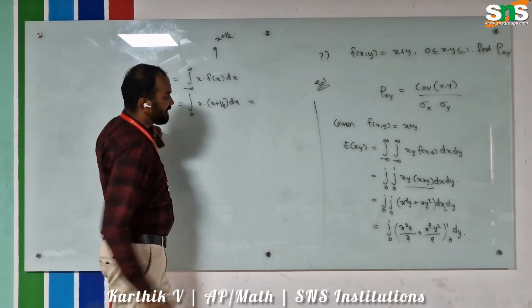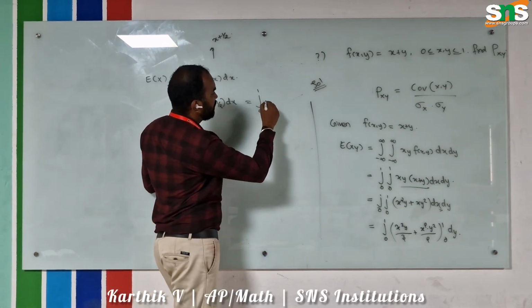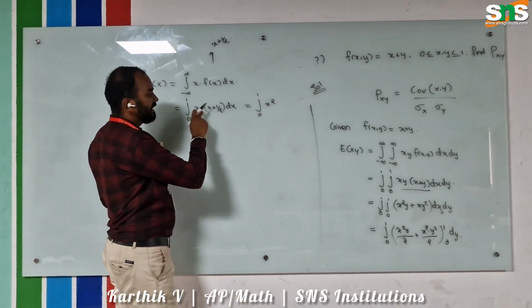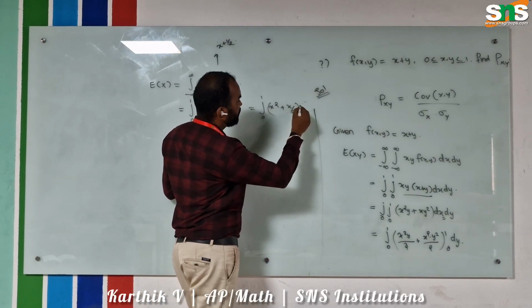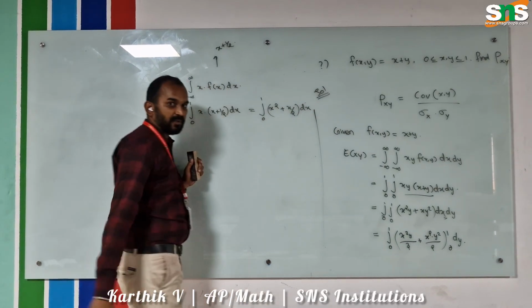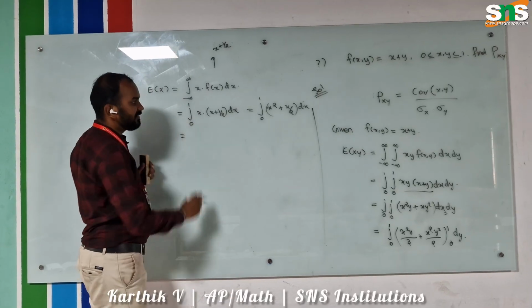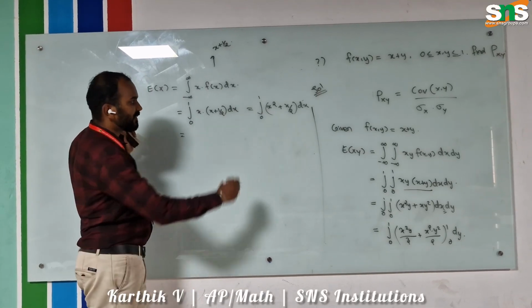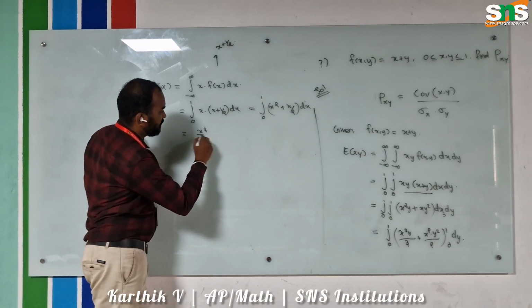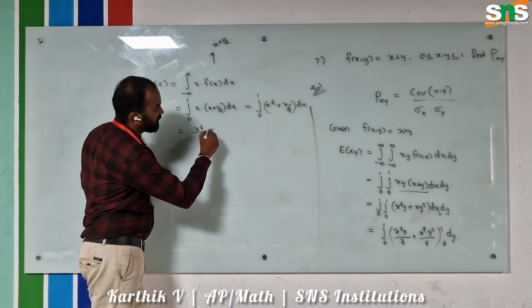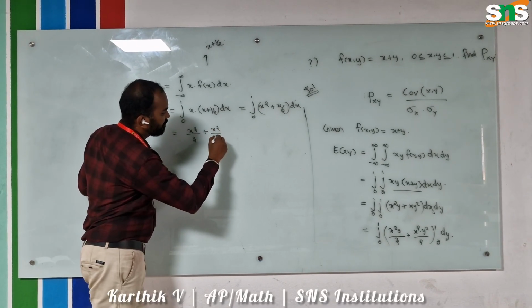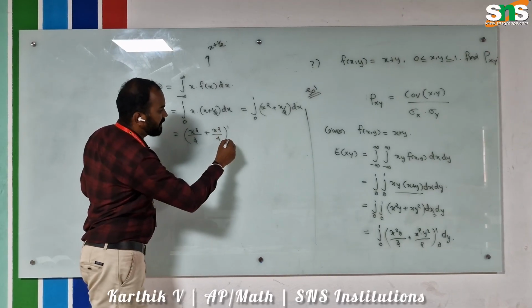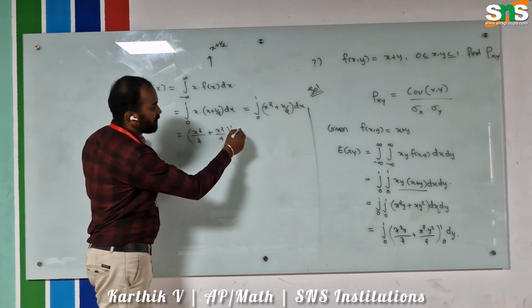x into x is x square plus x into 1 by 2 is x by 2, with respect to x. Next is normal integration. x square with respect to x is x cube by 3. Then x by 2 with respect to x is x square by 4. Here upper limit is 1, lower limit is 0.